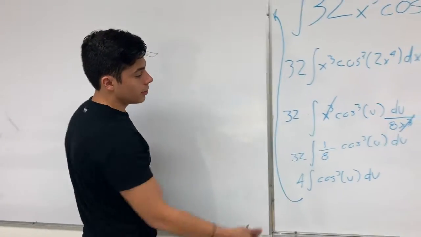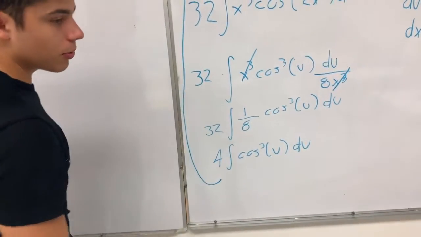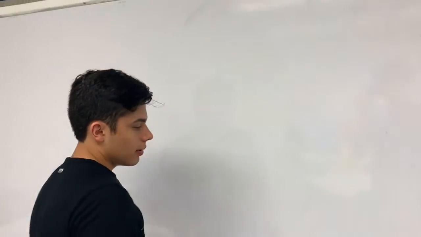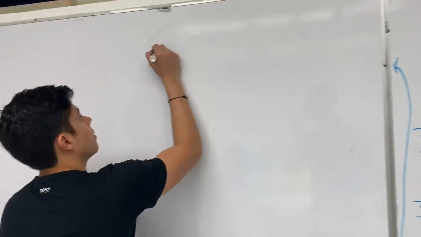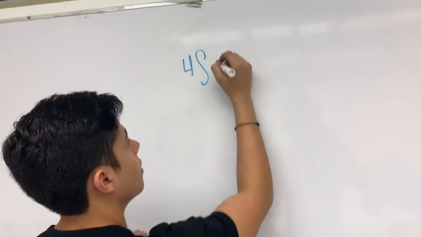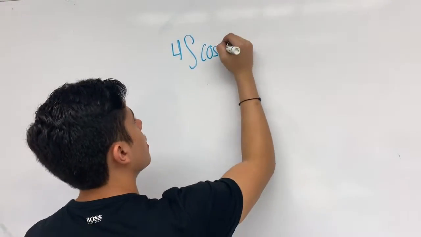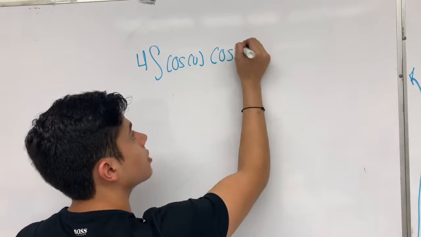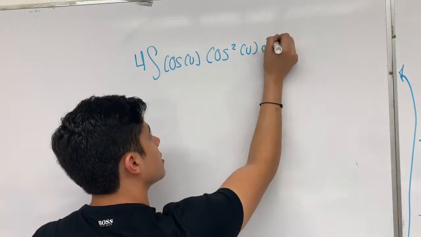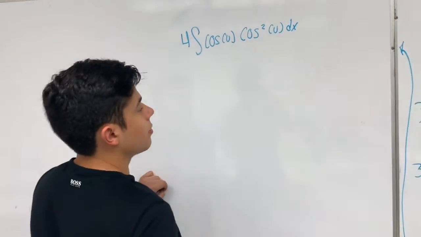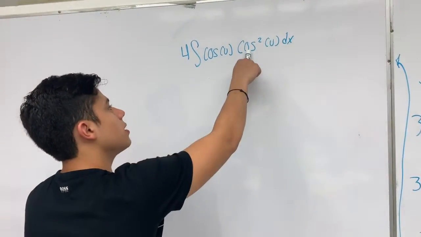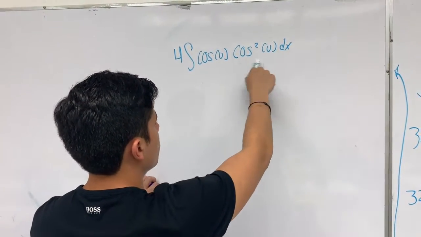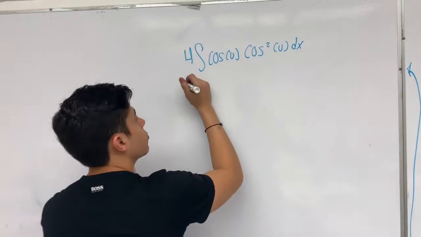But in order to break down this equation, we need to separate and use the Pythagorean identities. This is how it's going to work. You plug in the 4 and then separate the cos to the third power into cos u and then cos squared u dx. We have this. In order to solve the problem, we need to use Pythagorean identities to solve cosine squared.